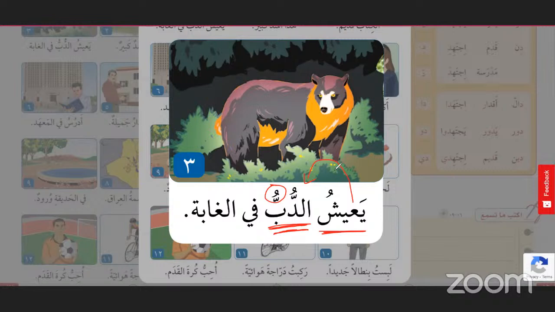So this bear lives in the jungle, in the forest. Jungle is also correct. Some use jungle as well. Ghaba is also used as jungle. So the bear lives in the forest. Okay. Hussein Al-Khadmi, go ahead.